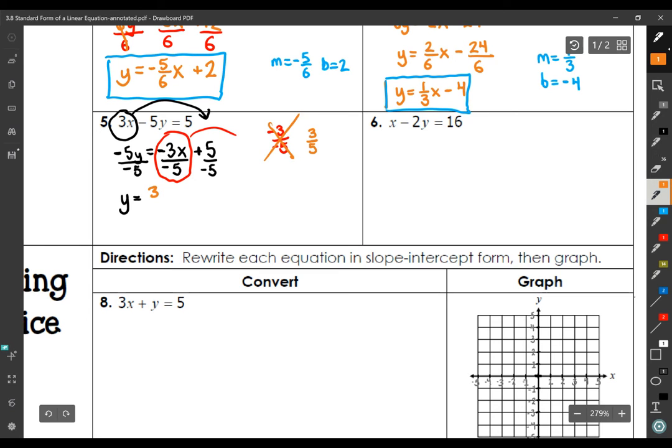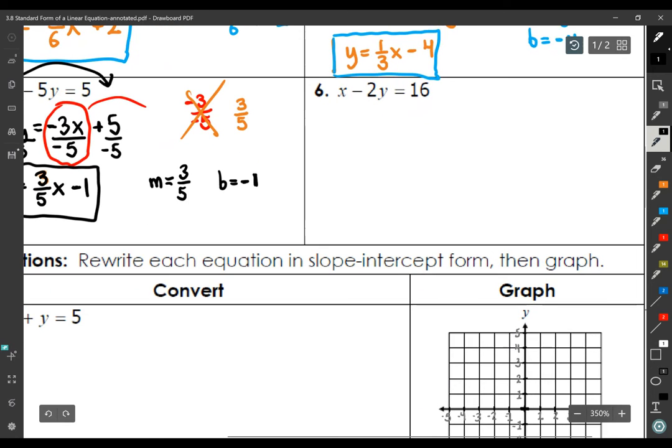So dividing each term by negative 5, we get 3 over 5x. 5 divided by negative 5 is minus 1. Okay, so there we go. We have our slope-intercept form where our slope is positive 3 over 5 and our y-intercept is at negative 1.